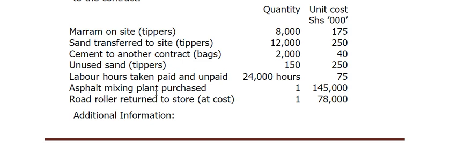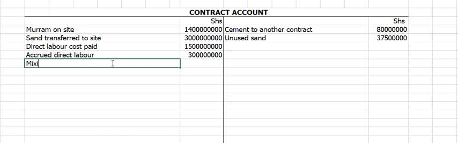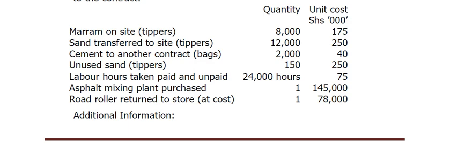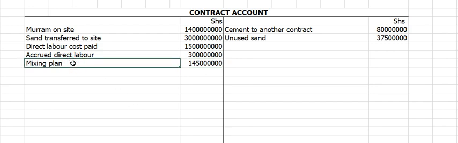The asphalt mixing plant purchased at that. So the mixing plant that was purchased, of course we have to charge it direct to the contract for which it was purchased. So we come and debit the contract account with the cost of the mixing plant. Mixing plant, its cost is 145 millions. Then what else do we have?